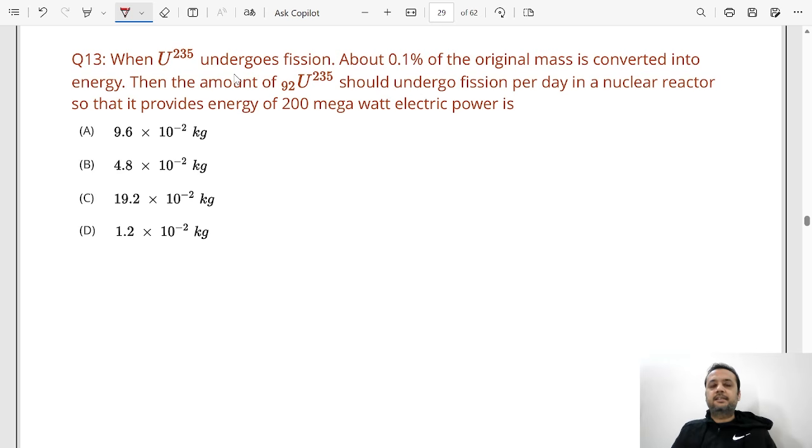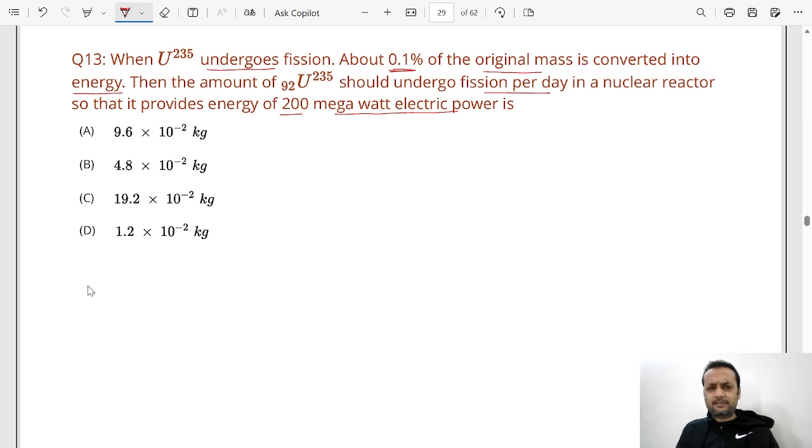In this, the uranium-235 undergoes fission. About 0.1% of the original mass is converted to energy. The amount that must go through fission per day, so that the nuclear reactor could provide 200 megawatt of electric power. So the question is asking how much mass of uranium-235 should undergo fission per day so that the nuclear reactor can produce 200 megawatt of electric power.